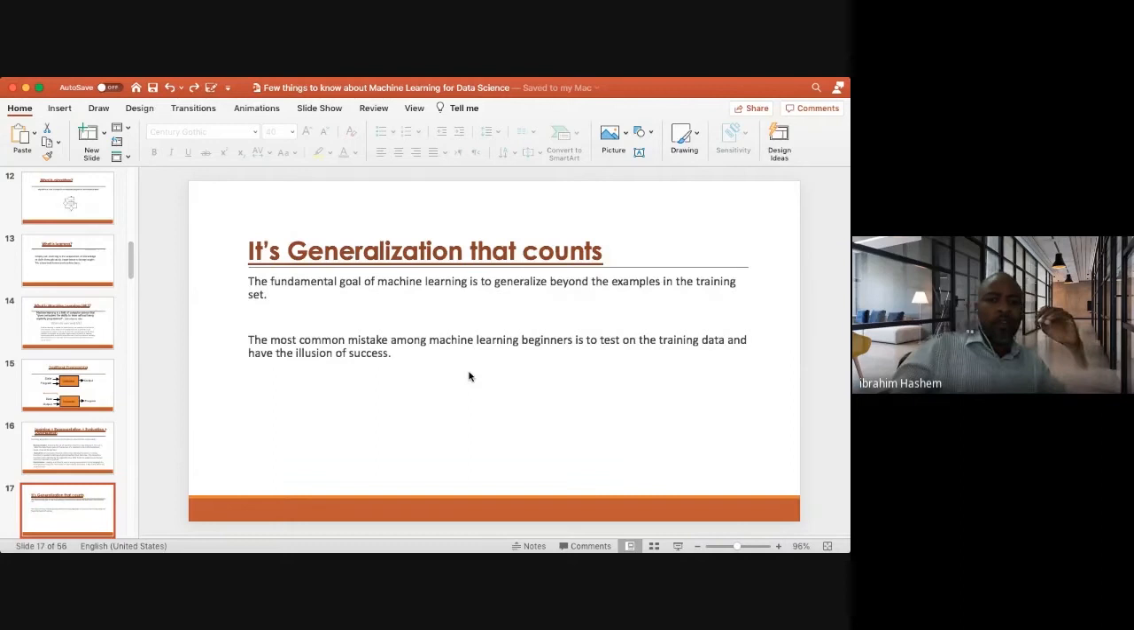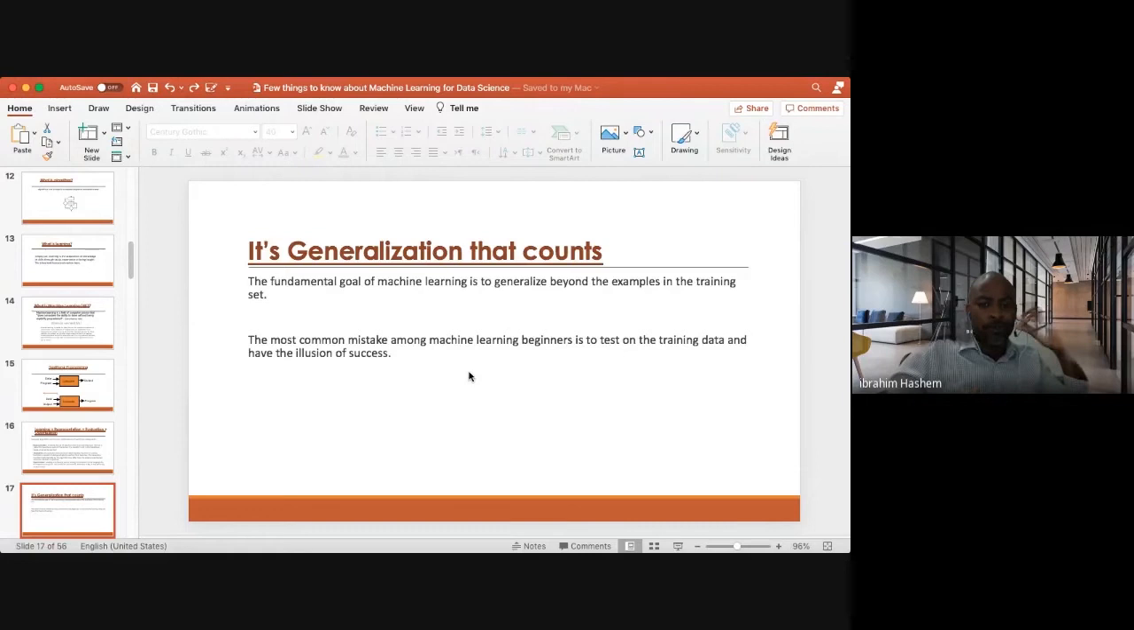The fundamental goal of machine learning is to generalize beyond the examples in the training set. When we use a training set as an example in classification, we should be able to generalize it, meaning whenever we get a new data set, our model should be able to provide us with an accurate result. Most of the mistakes made by those who do machine learning is that they only rely on their own data, only the training data they use at the time when they are performing that analysis.